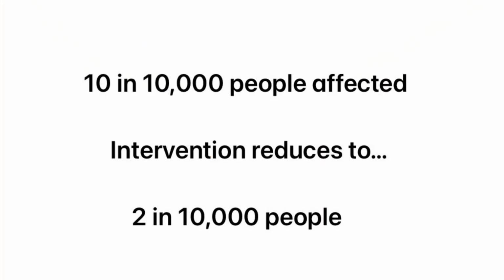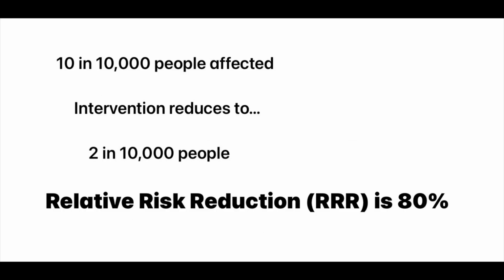So let's just say you have an illness or outcome that occurs in 10 out of every 10,000 people. You have an intervention, which could be a medical therapeutic or something else, and it reduces the numbers to 2 in 10,000 people. Now the relative risk reduction going from 10 to 2 people would be 80%. Wow, 80%, that sounds very impressive indeed.